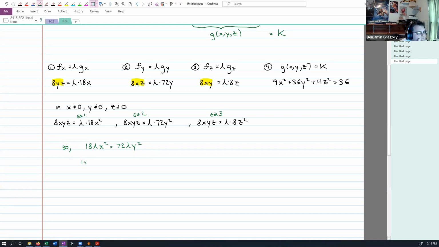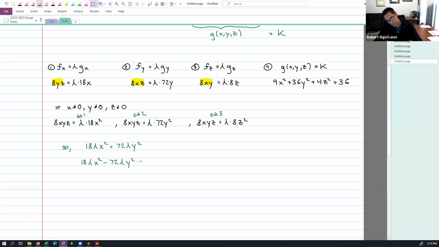Gonna bring everything to one side. I'm gonna factor out 18. How many times is 18 going into 72? I can't do arithmetic. Is it going evenly? Yeah, 4 times. So I can pull out an 18 lambda.